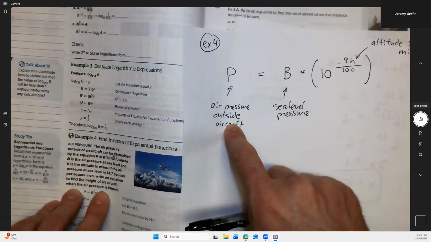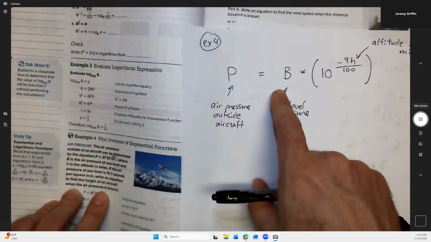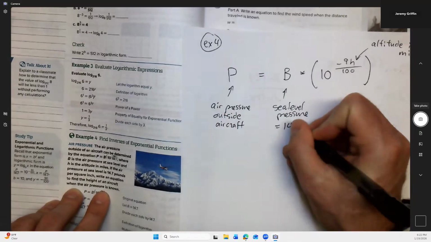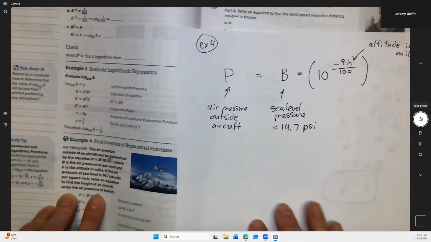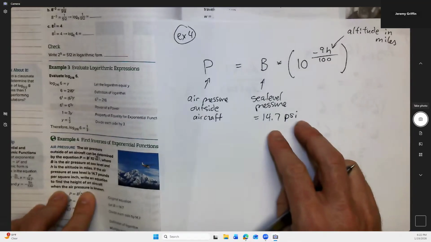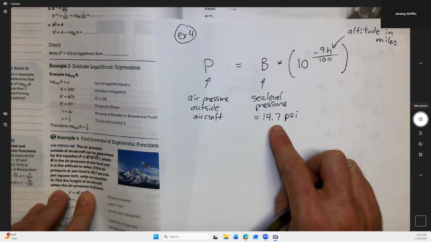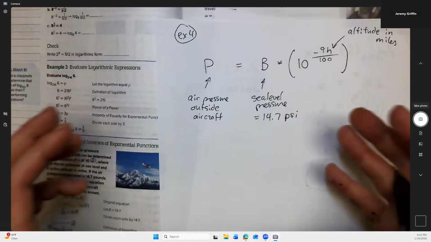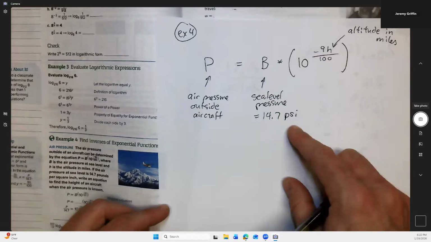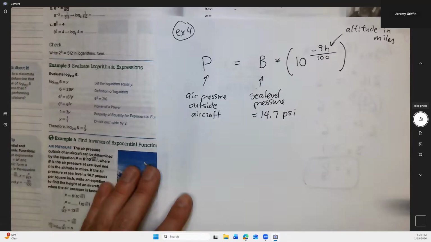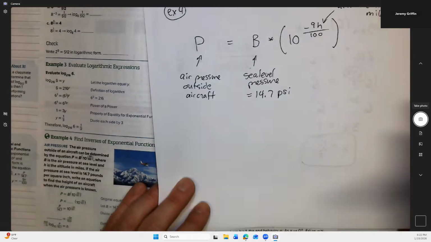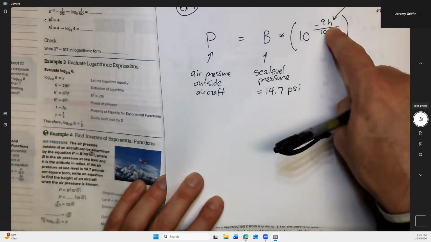So P is some known pressure, we'll call it a variable. We'll plug in 14.7 pounds per square inch for sea level pressure, which is true, that's the air pressure in this room. Isn't a pretty heavy bowling ball about 14 or 15 pounds? You have about that on every square inch of your skin right now at sea level. Pretty crazy, but true. So plug that in and we're solving for H.